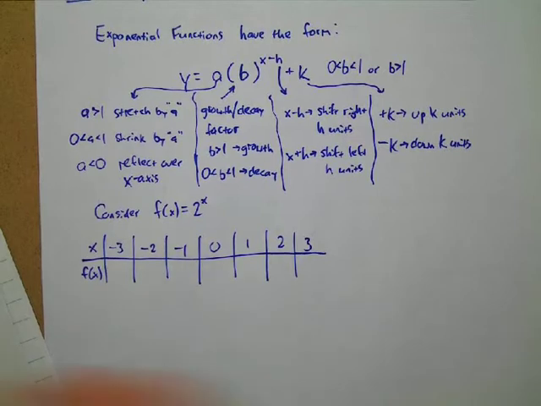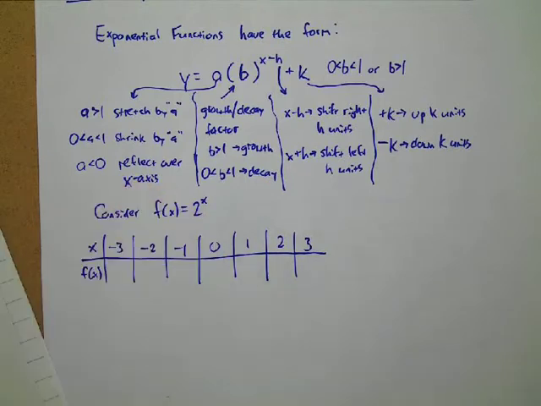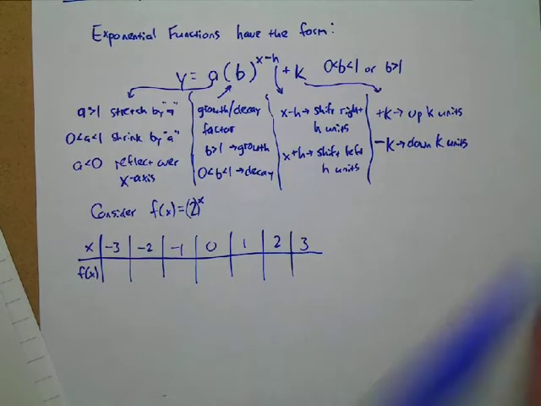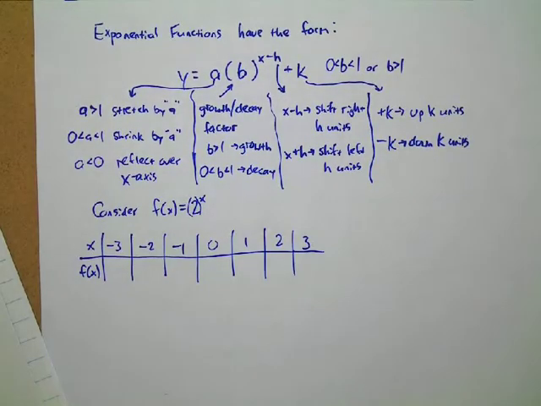Is this graph shifted left or right at all? Does it have a left or right transformation with it? Nope. Does it have a shift up or down? Nope. Does it have a stretch or a shrink? No. Remember, that 2 is being raised to the x, so 2 is the b value here. Since the b value is 2, do we expect a growth or a decay? It's going to be growth, right? Because 2 is greater than 1, we expect growth. So let's see what happens here.